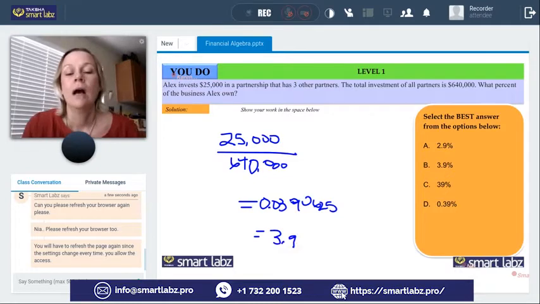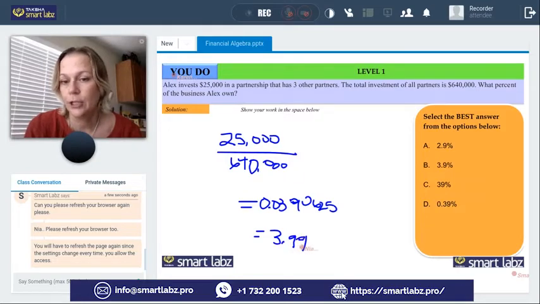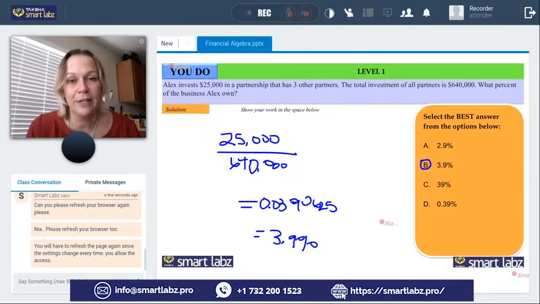3.9. Awesome. So Alex owns 3.9%. So can you circle, or you can just put B or whatnot. And I, being the teacher that I am, I'm going to give you a big smiley face because you did an awesome job. Okay.